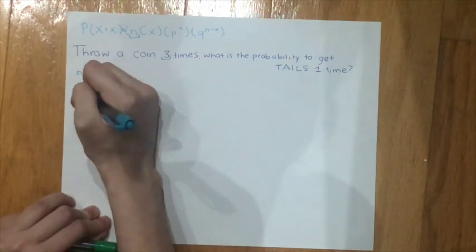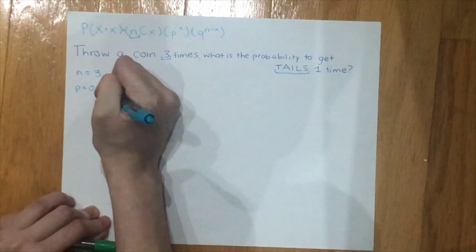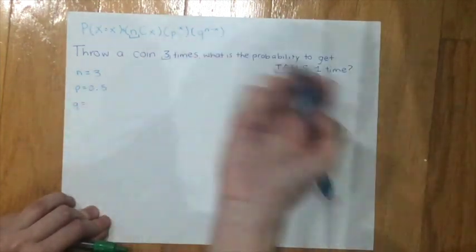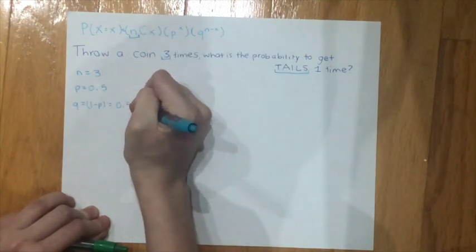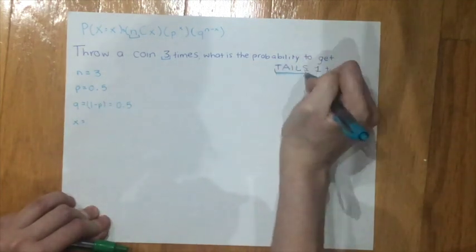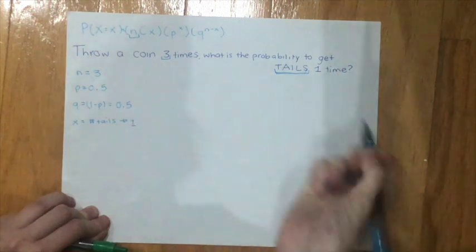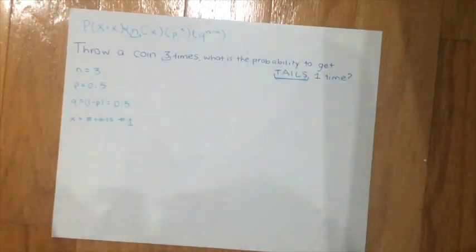Then our probability. Our probability to get tails is 0.5, or 1/2. Then what is the probability of not getting tails? So 1 minus p, and 1 minus 0.5 is 0.5. Finally, our x is the number of tails. The number of tails, in this case, is 1, because we would like to know the probability to get tails 1 time. Okay, then continue with the formula.